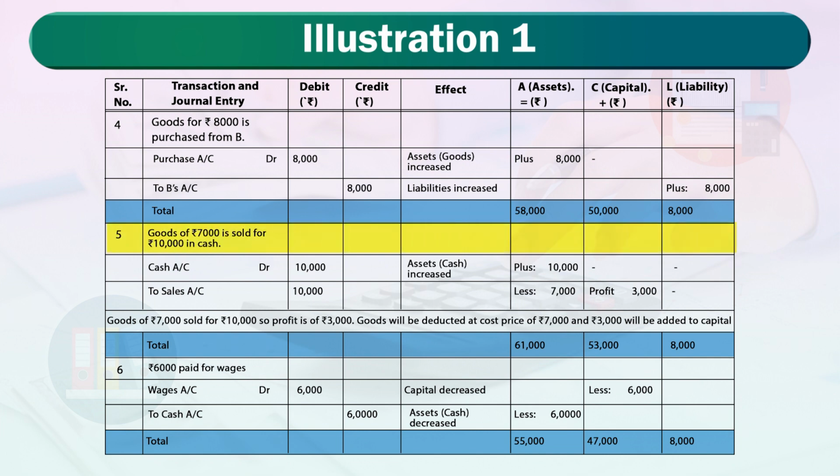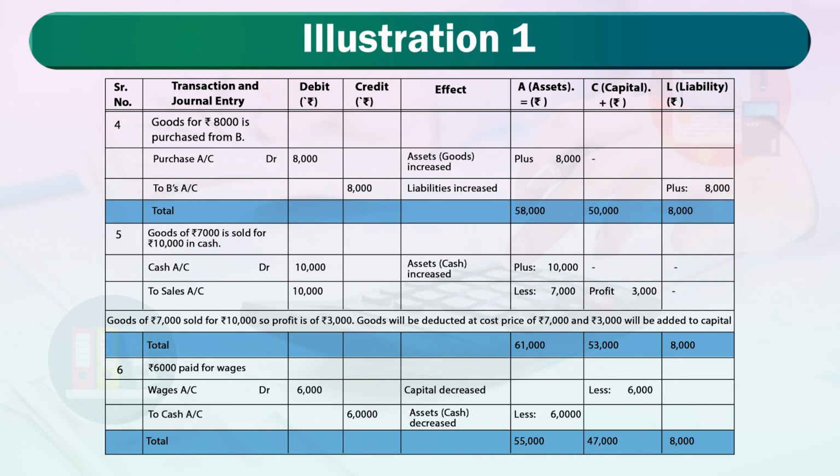Next transaction is goods of rupees 7,000 is sold for rupees 10,000 in cash. Here we have received cash of 10,000 rupees. So cash account gets debited with 10,000 amount, and sales account is credited as goods is going out of the business. So sales account also gets credited with amount of 10,000. As cash is received, so asset gets increased by the amount of 10,000. So we are adding 10,000 in the asset column.